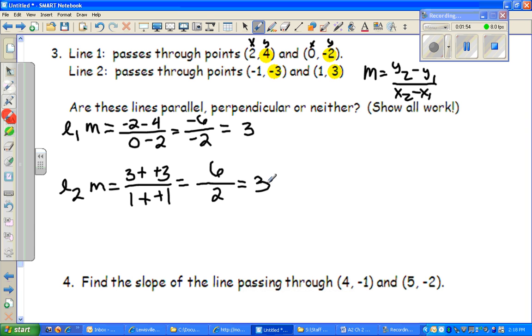Since the slopes are exactly the same, these are parallel. If the slopes were opposite reciprocals, it would be perpendicular. If you have neither situation, of course, you'd put neither.